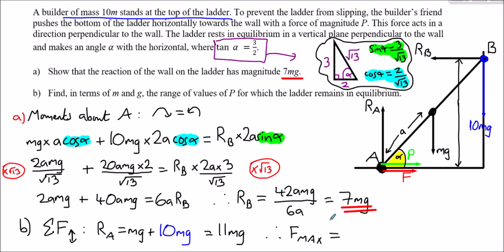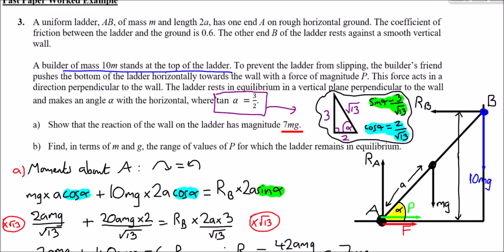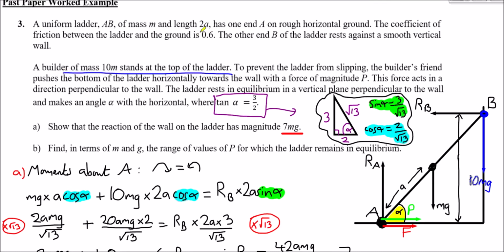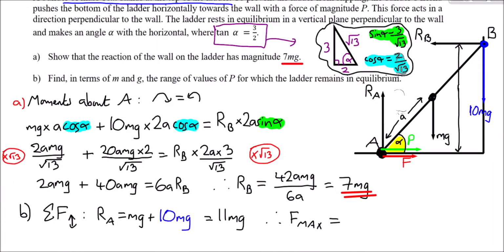which is mu times R. We were told in this question what the coefficient of friction was. If I just scroll up to show you, the coefficient of friction was 0.6. So Fmax is 0.6 multiplied by the normal reaction force, RA, which is 11 mg, which will be 6.6 mg. So the friction can resist with magnitude 6.6 mg.